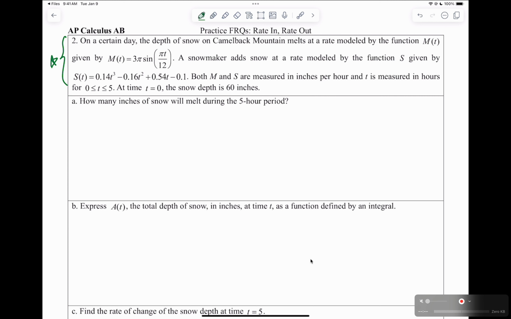For part A, it says how many inches of snow will melt during the 5 hour period. You know that m of t melts, and it's given by that function right there. You will notice that m of t is in inches per hour. So obviously we're going to take an integral, from 0 to 5, m of t dt.